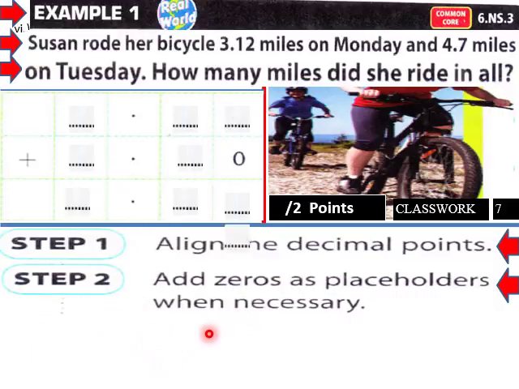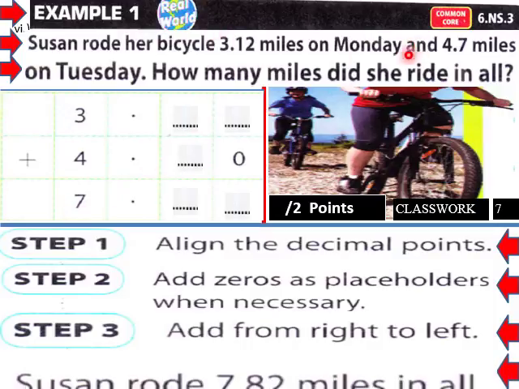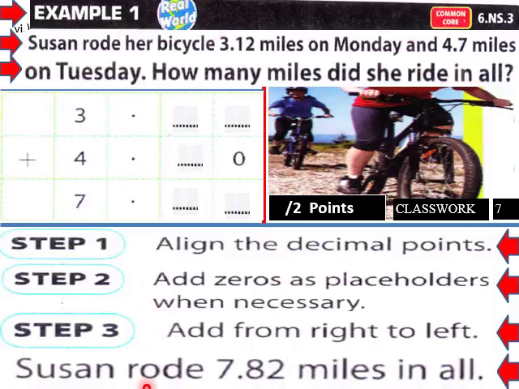So add zeros as placeholders when necessary. So here's 0 here, and add from right to left. So we got 3 here, we got 4 here. This should be an addition line here to separate our two sums here from our final answer. So 3 and 4 is 7, right? 3 plus 4 is 7. Susan rode 7.82 miles in all.